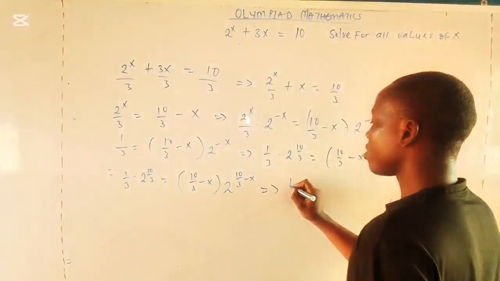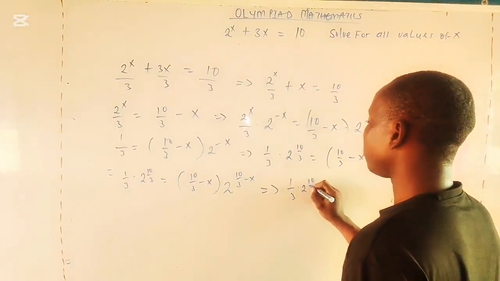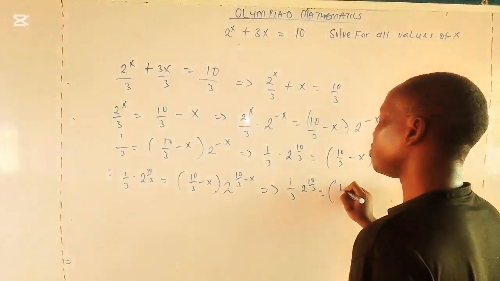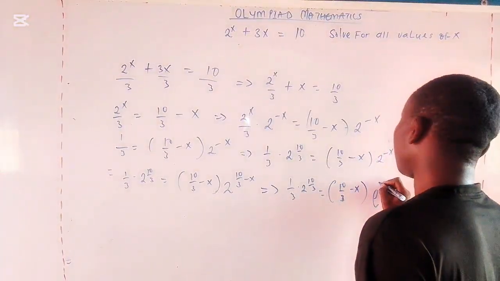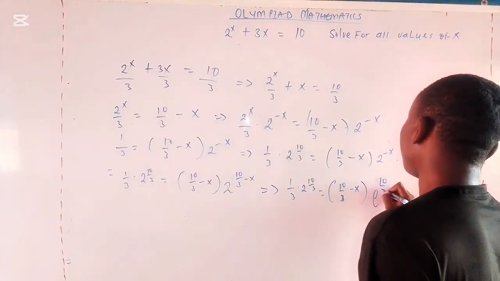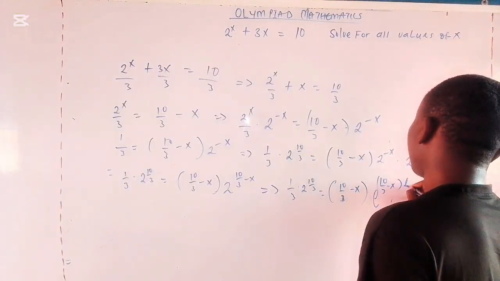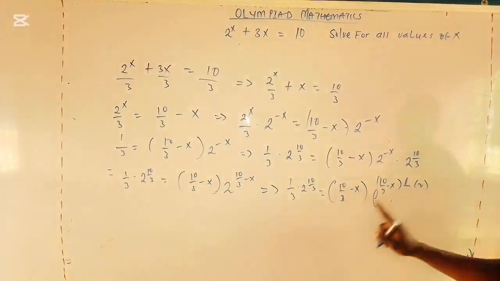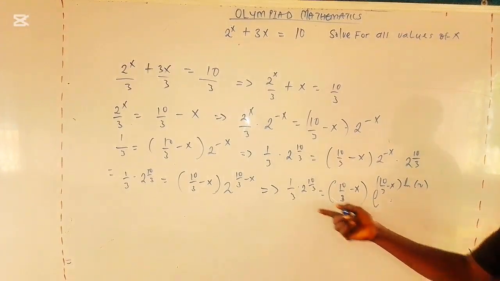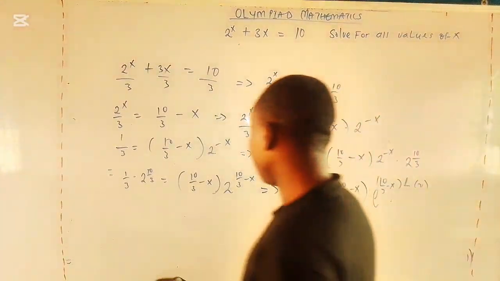So we're going to have 1 over 3 multiplied by 2 raised to the power of 10 over 3, which is now equal to 10 over 3 minus x, then multiplied by exponential 10 over 3 minus x, then multiplied by natural log of 2. But look at this exponent, I'm having natural log of 2, and here I'm not having natural log of 2. So I have to multiply both sides by natural log of 2.